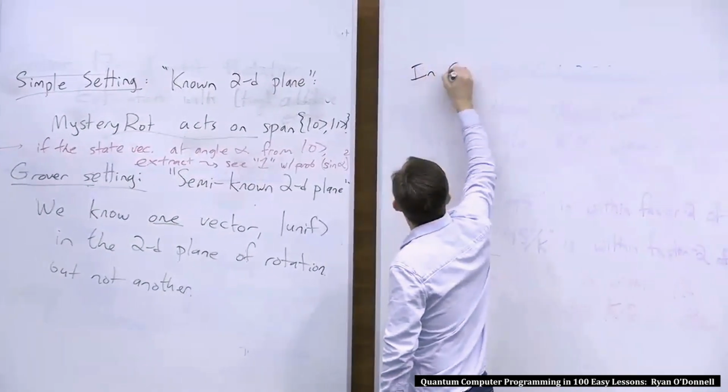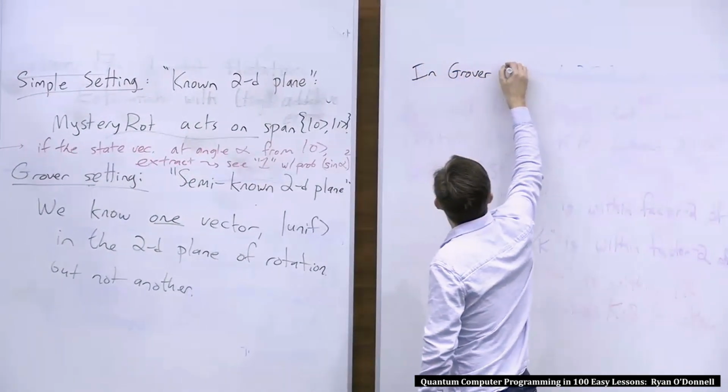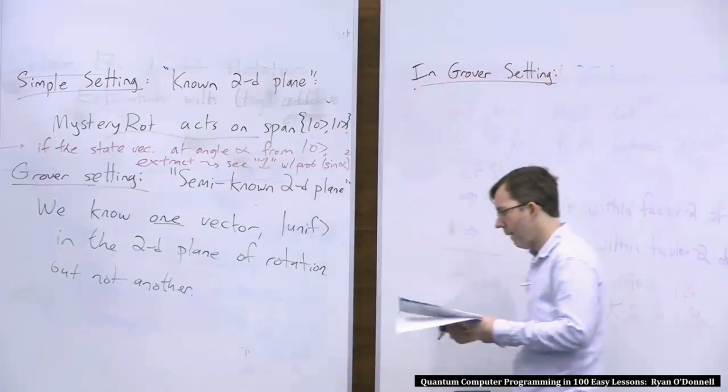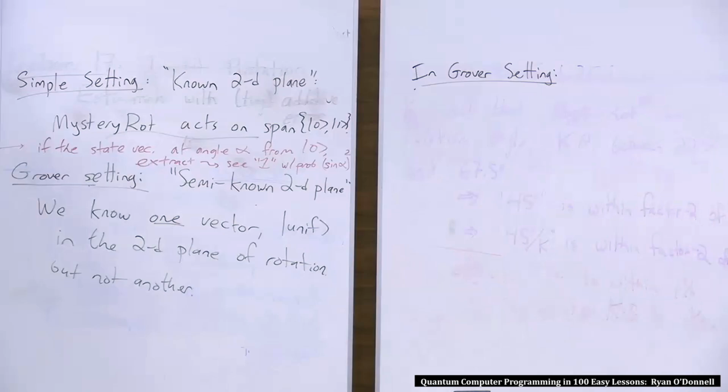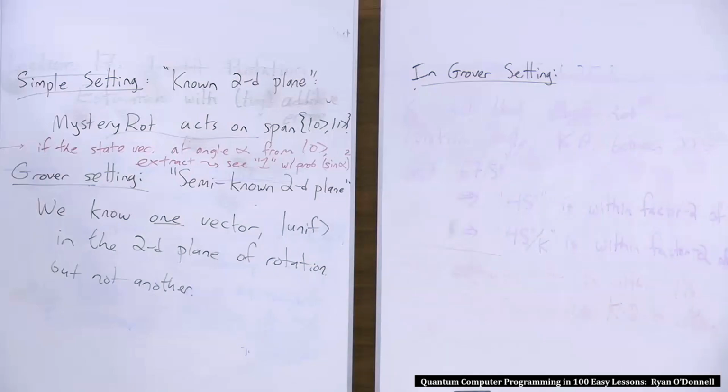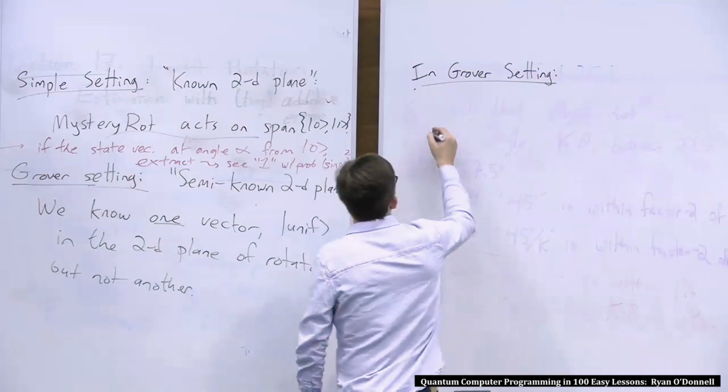In the Grover setting, well, we just need to rotate our world so that this starting vector, ket uniform, becomes the all zeros vector. And then we can just do the usual measurement there, and things will be in good shape. So what do I mean by that?